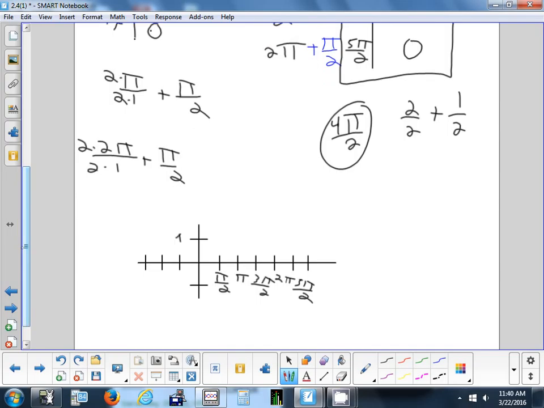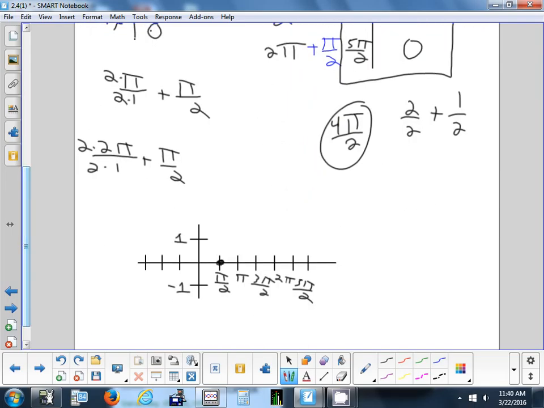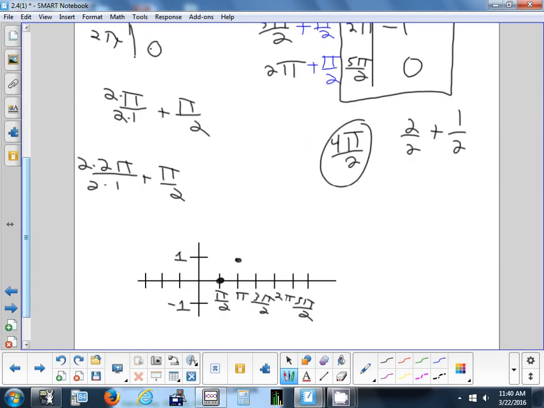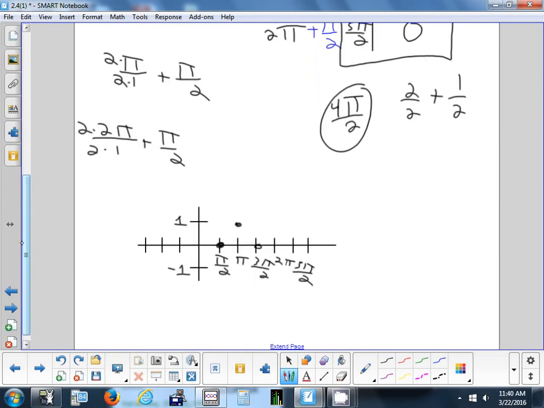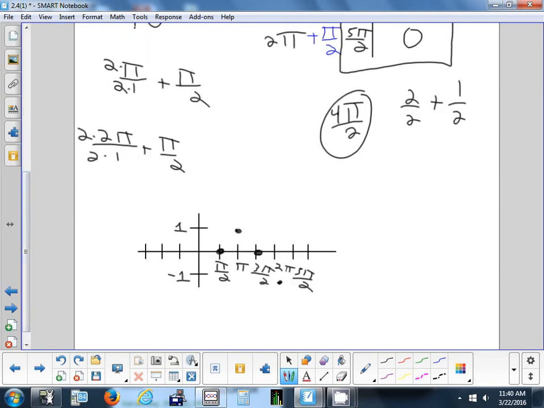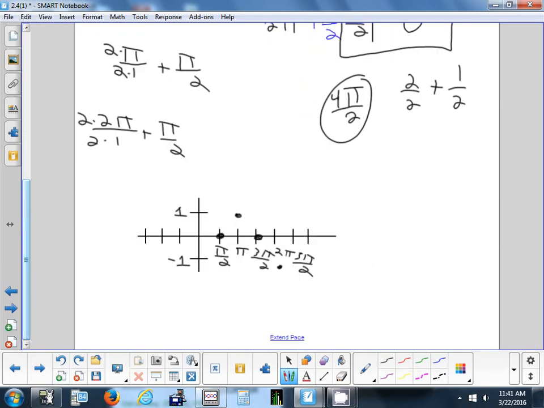Right, and that's going to be 1, and that's negative 1. All right, so we got pi over 2, 0. Pi, we're at 1. 3 pi over 2, back to 0. 2 pi, we're at negative 1. And 5 pi over 2, we're at 0. So maybe I should have put a couple of these labels up above so I didn't draw through them, but a lot of times you end up drawing through your labels. That's how it works.